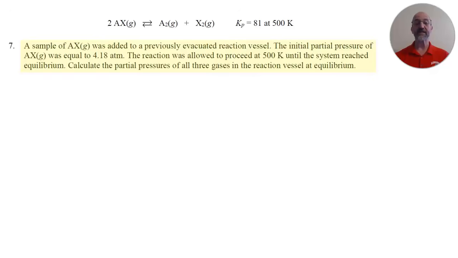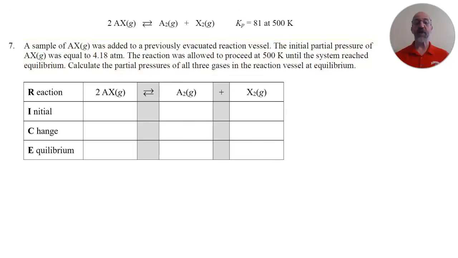So this is a great example of when I think it's a good strategy to go ahead and create a so-called RICE table. So that's what I will do. I'm going to fill in my initial row of my RICE table with the partial pressure, 4.18 atmospheres. That's the initial partial pressure of substance AX. And since substance AX was the only substance added to the reaction vessel initially, I can fill in 0 for the partial pressures of the products A2 and X2 before any reaction occurs.